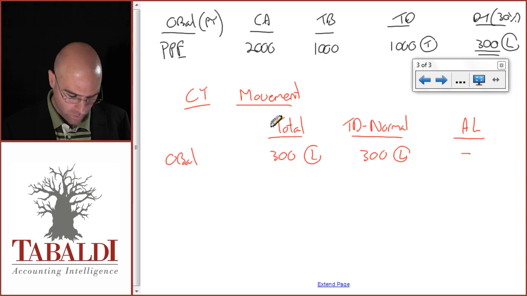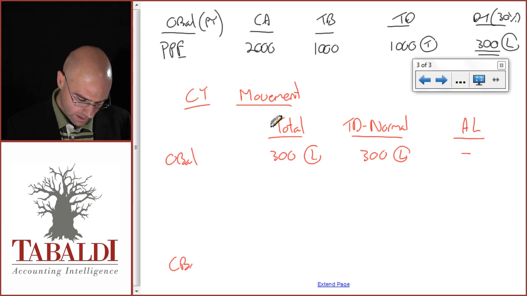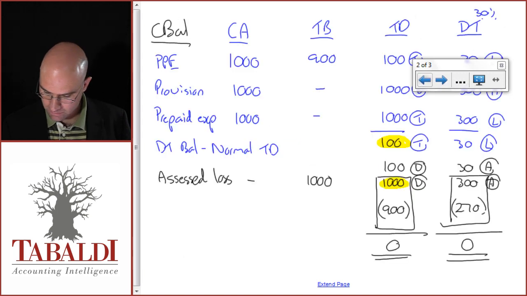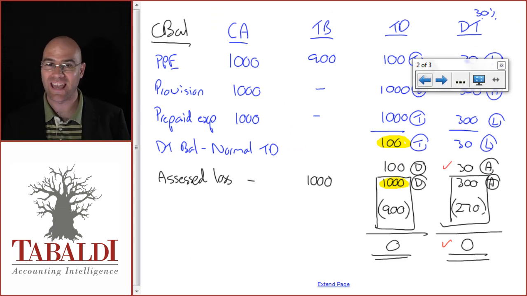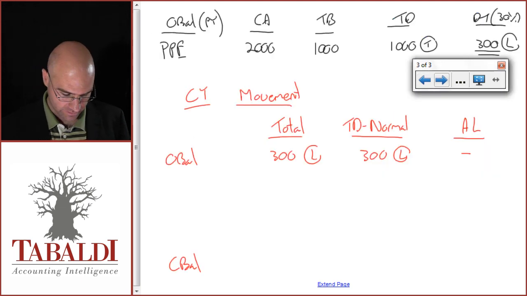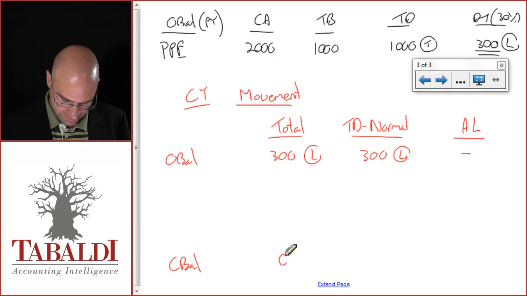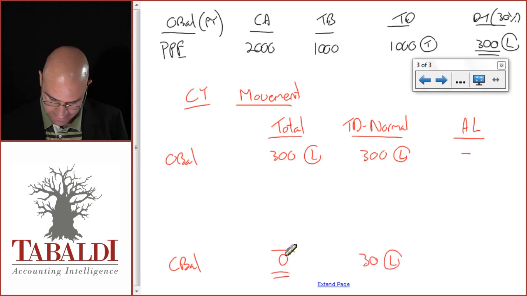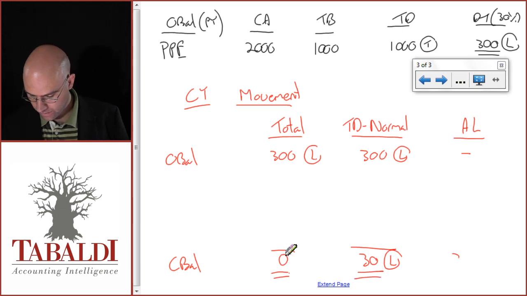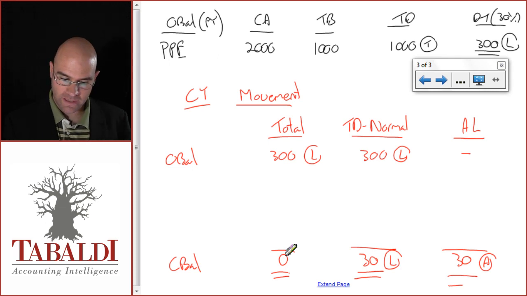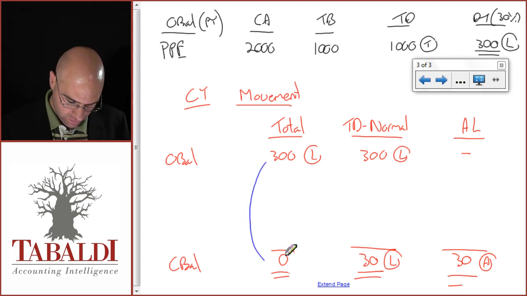What we needed to get to, however, was a closing balance, and the closing balance per the previous schedule, well, the total was made up of a 30 deferred tax asset from the assessed loss and a 30 deferred tax liability from normal temporary differences. So the closing balance of 0 is made up of a 30 deferred tax liability and a 30 deferred tax asset from the assessed loss.